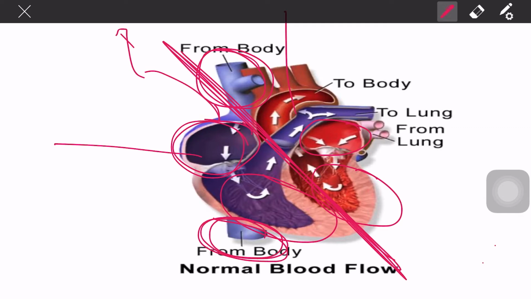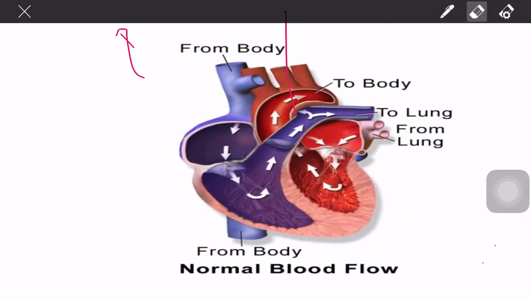And always remember, by the way, we also have the valves. We have the tricuspid valve here. Then we have the bicuspid valve here. It divides the left atrium and the left ventricle. We have the bicuspid valve, and between the right atrium and right ventricle, we have the tricuspid valve.